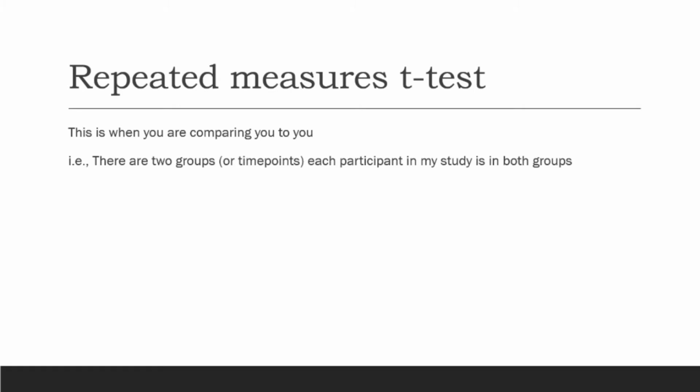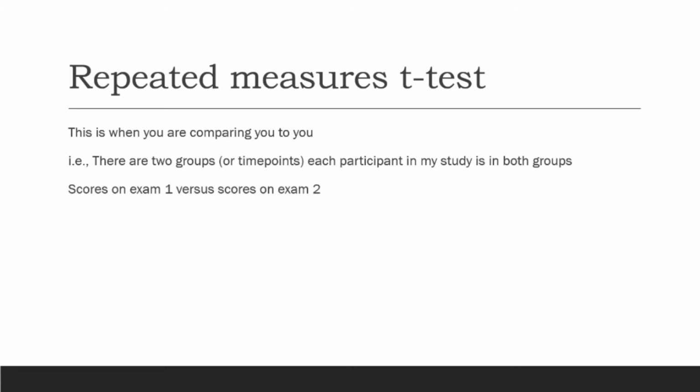So in other words, there are two groups or time points, but each participant in my study is in both groups. So there's two time points, and that's how we know that we're running a t-test. And because participants are in both groups, in other words, it's a repeated measure study, then we know that we're going to run a repeated measures t-test. This is oftentimes referred to also as a paired samples t-test or even a dependent samples t-test. Not an independent samples t-test, that's going to be a different style, but oftentimes a paired samples or repeated measures t-test is also referred to as a dependent samples t-test.